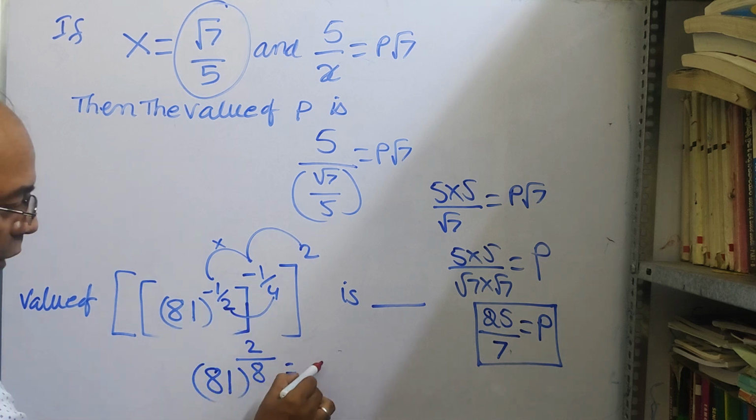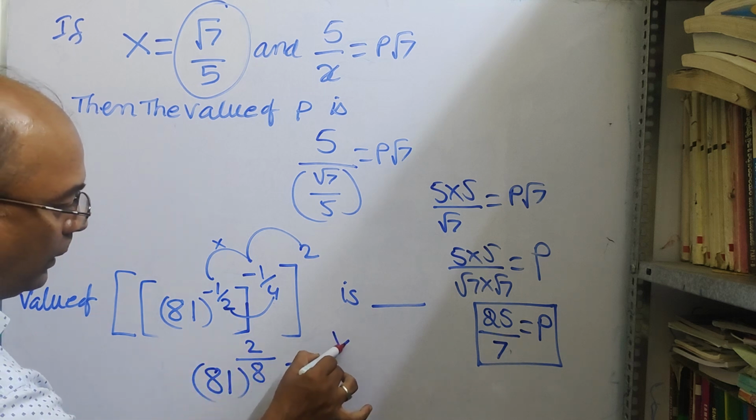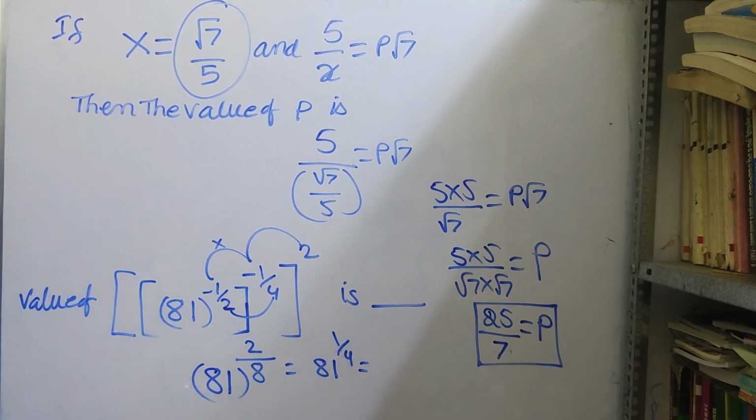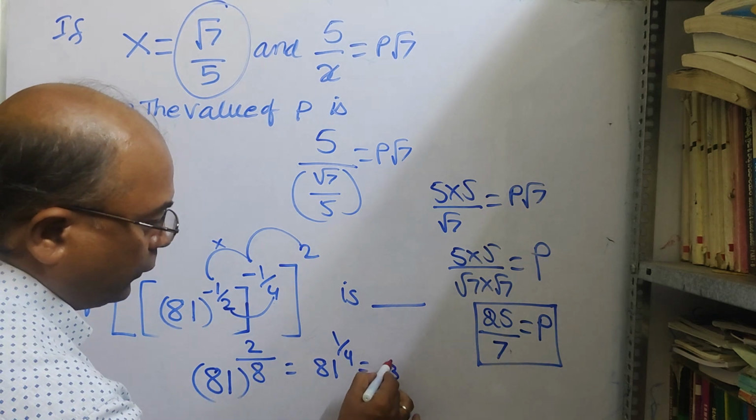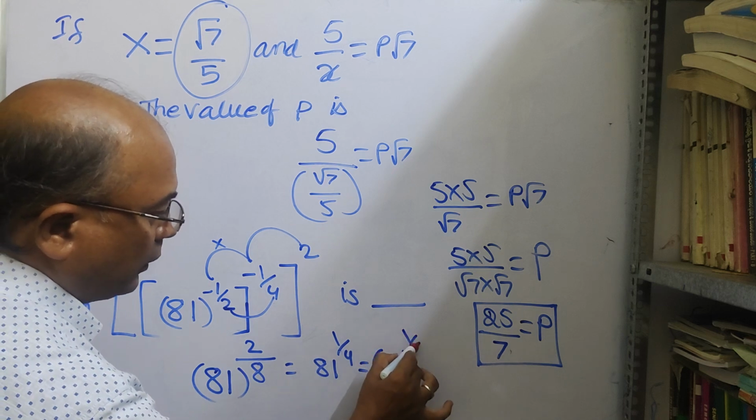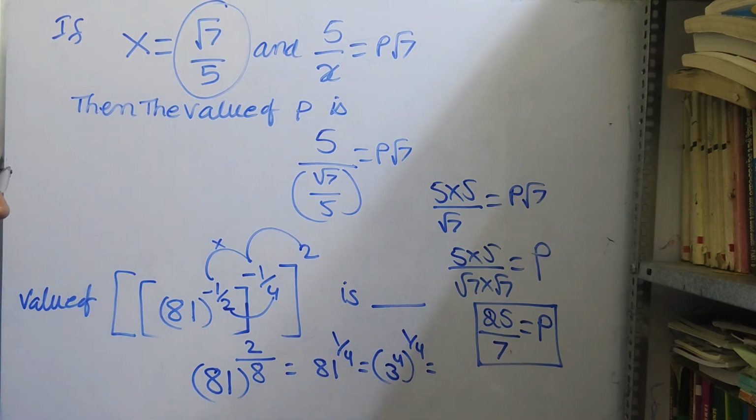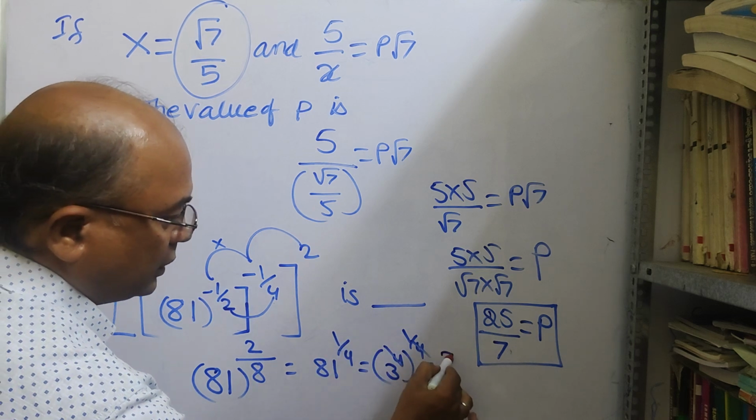Okay, 81 to the power of 2 1s 2 4s 1 by 4. 81 value is 3 power 4. 3 power 4 means 81 to the power of 1 by 4. 4 get cancelled. 3 power 1 value is 3.